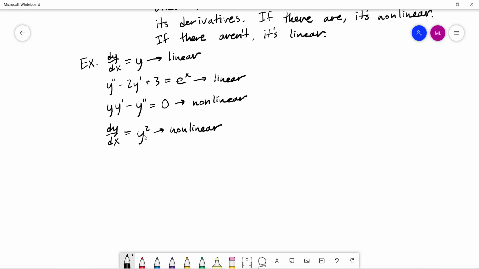Because again, I have a y, the dependent variable, and a function of that dependent variable here, so it's nonlinear. And this would be the same if instead of y squared, I did e to the y, some other function, but again, a function of the dependent variable y, that's enough to make it nonlinear. So this is what we're looking for. You'll have a chance to go through a few of these in the homework and try to classify the equations according to their linearity.